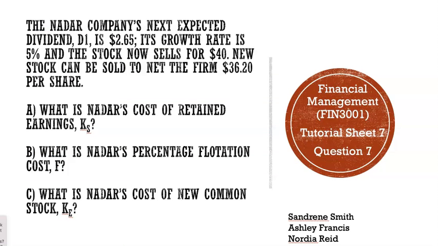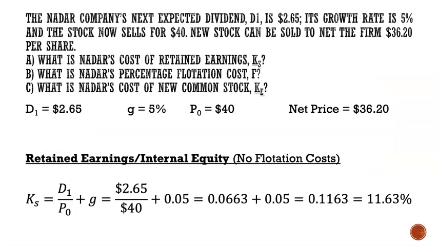Okay, thank you guys. So now I'm just going to give quickly my take on the question. You'd have gotten the answers already, but here goes. We already got that the next dividend, D1, is 2.65. Growth rate is 5%. The price of common stock now is $40. And the net price if we sell some new common stock is $36.20.